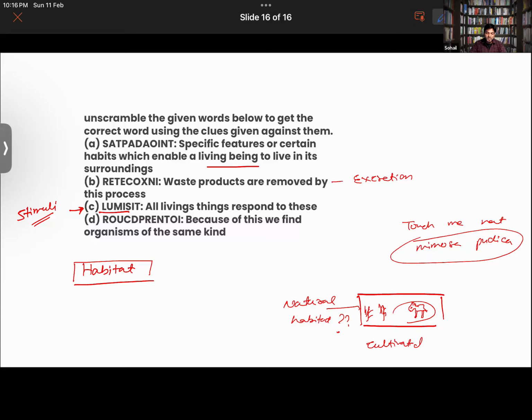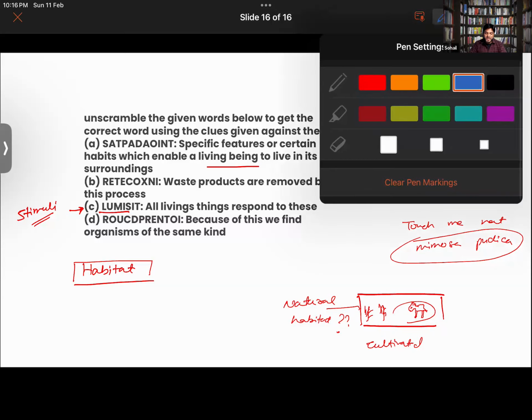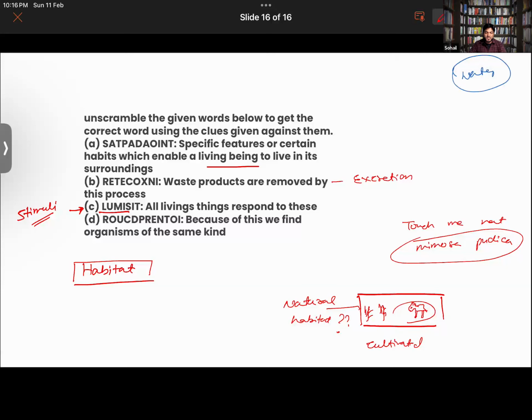For example, consider the example of we humans. We humans go inside the water also, in submarines we go inside the water. But does it mean that the water becomes our habitat? No. So the thing is that it has to be a natural environment, right? It has to be a natural environment, not an environment which is created by the humans.